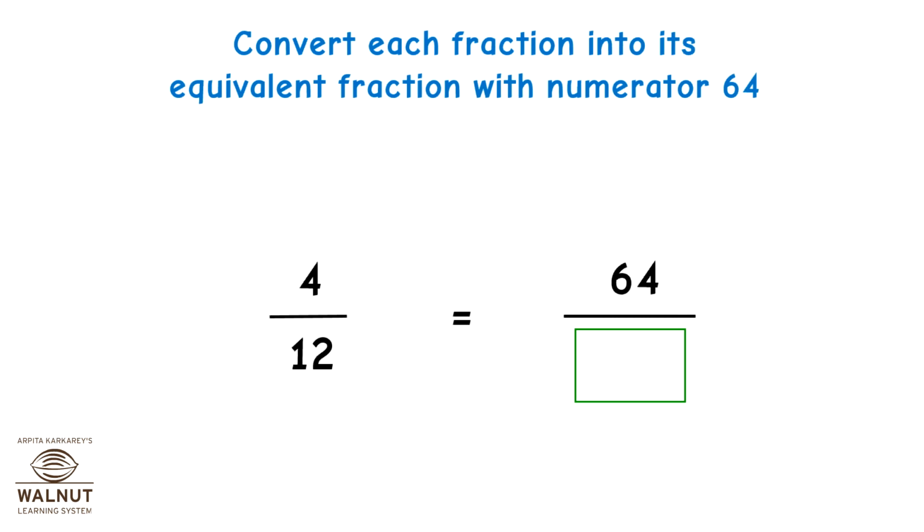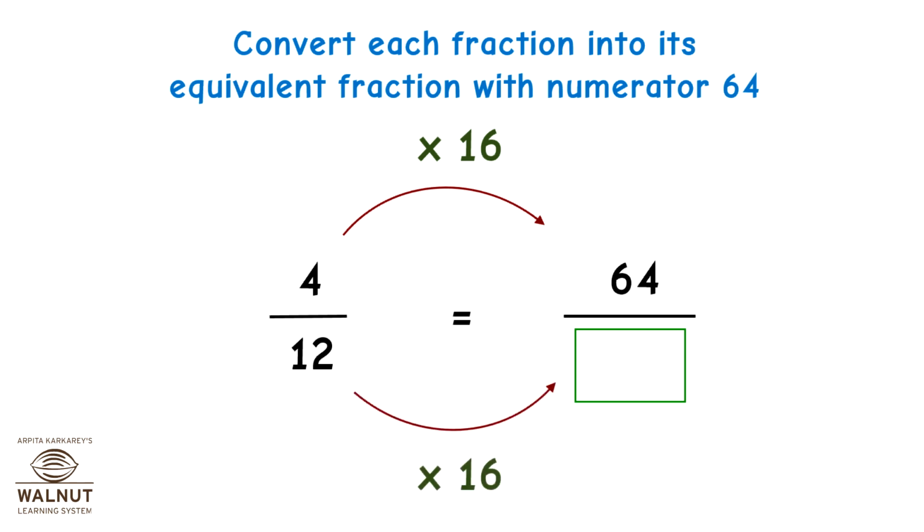Let's take a look at another one. We have 4 upon 12 and we want to make an equivalent fraction with numerator 64. Now 4 into 16 is equal to 64. Whatever you do to the numerator, you have to do to the denominator. So we multiply the denominator by 16 and we get 192. Hence the equivalent fraction is 64 upon 192.